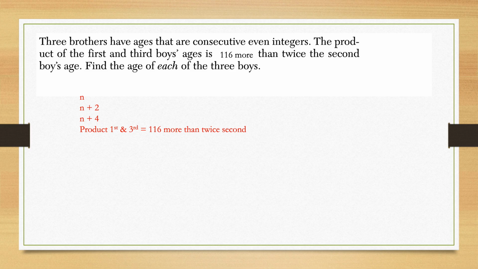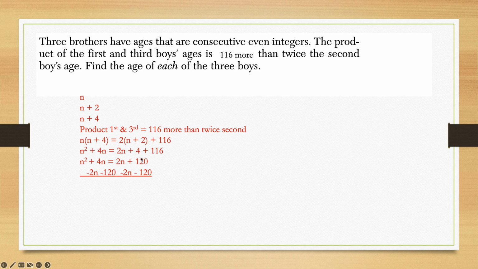Now, what's the first and the third? It's n and n plus 4. So there's your product. N times n plus 4 is 116 more than, last shall be first, first shall be last, twice the second brother's age. Second brother is n plus 2. So distributing, I get n squared plus 4n equals, distributing on the other side, 2n plus 4 plus 116. Cleaning it up a little bit, I get n squared plus 4n equals 2n plus 120. Subtracting the 2n and the 120, I get n squared plus 2n minus 120 equals 0.